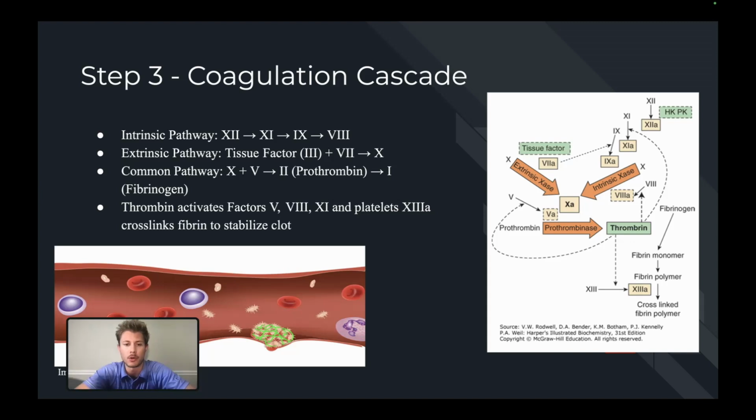thrombin from prothrombin. Thrombin then converts fibrinogen into insoluble fibrin. Factor 13A cross-links fibrin strands to stabilize the clot. You can see the pathways over here, and then the green strands down here in the bottom image is the stable clot held together by fibrin.